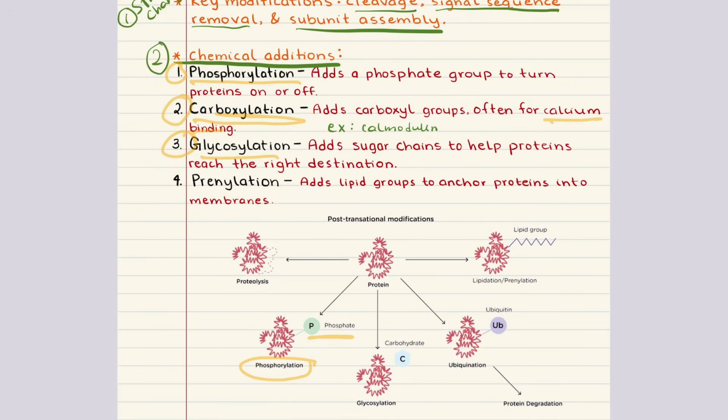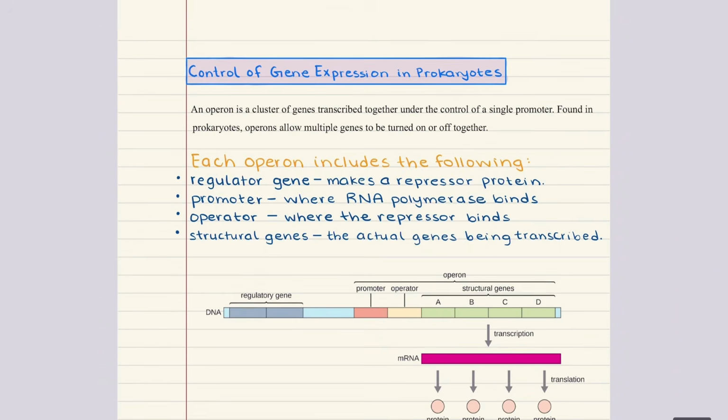Next, we have glycosylation. This adds sugar chains or carbohydrates to the protein. This is going to help guide proteins to the correct destination in the cell, and it can also play a role in immune recognition and cell signaling. Finally, we have prenylation. This adds lipid groups to the protein, which help anchor it into cellular membranes. So proteins that need to associate with membranes, like signaling proteins, often require this to localize properly. And these modifications allow the same protein to be used in different ways or to respond to different cellular conditions. And with that, we have now completed Objective 3, and we can move into Objective 4.